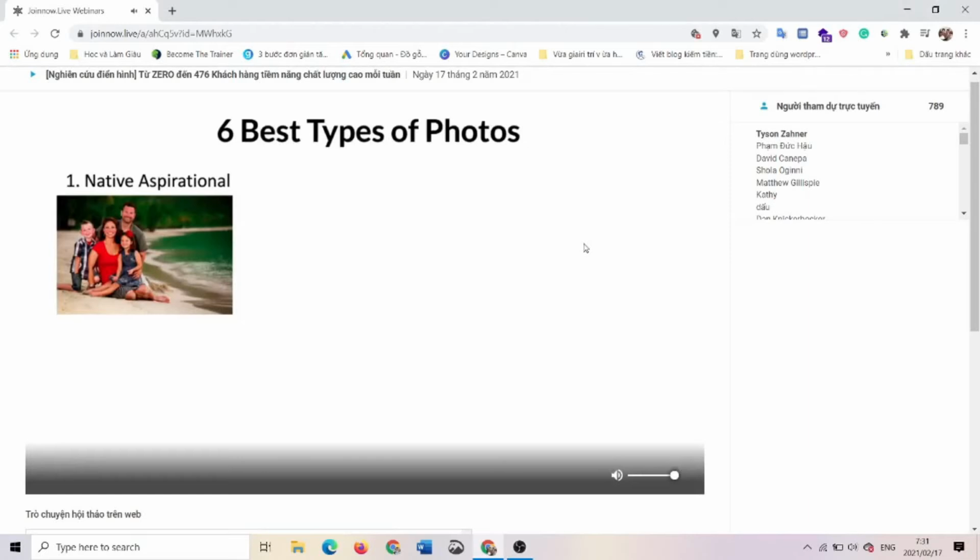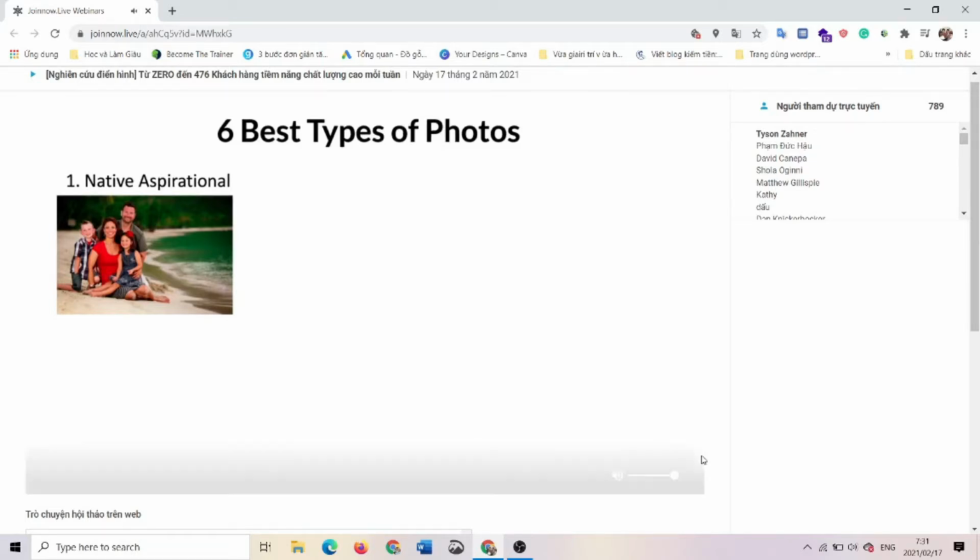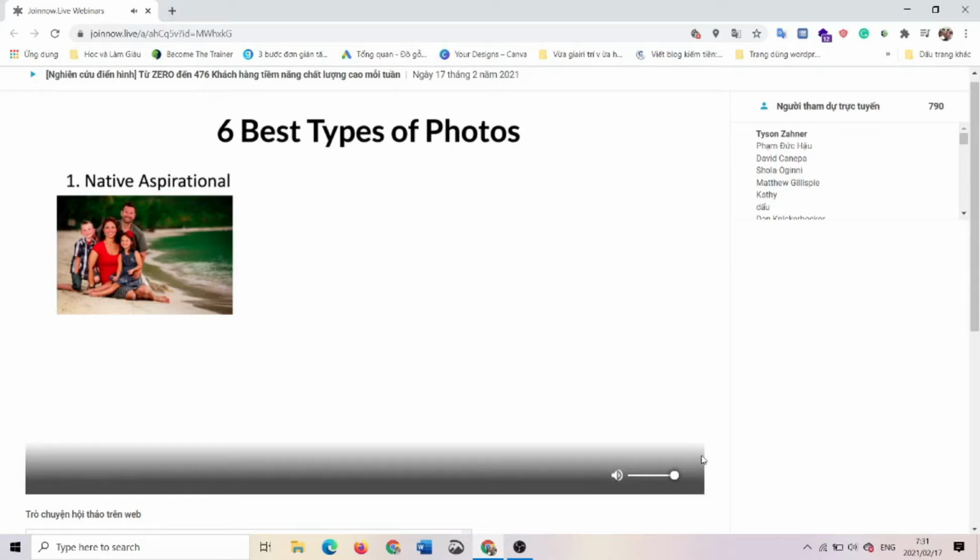Playing in the backyard with the kids or whatever, right? So native, it looks like it belongs on the platform. Aspirational means at a subconscious level, the prospect or the viewer looks at that picture and goes, oh, I want that. Oh, that's nice. I'd love to take more time with my family. I'd like to take more vacations. I'd like to quit my job and go on vacations in the middle of the day, or whatever. I'd like to spend more time with my kids or my family, whatever.